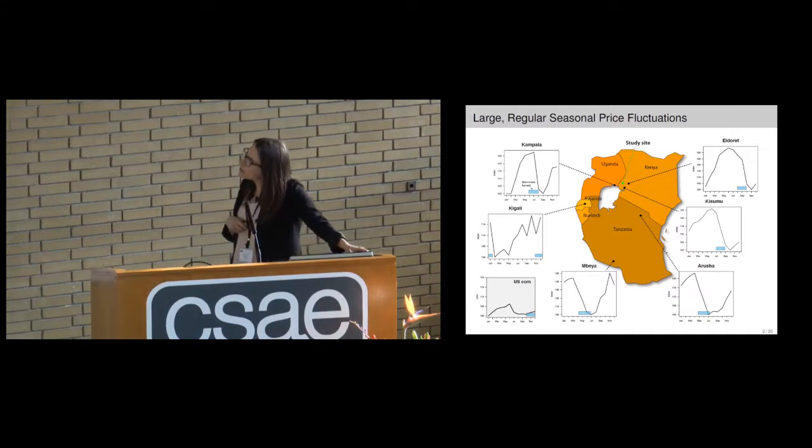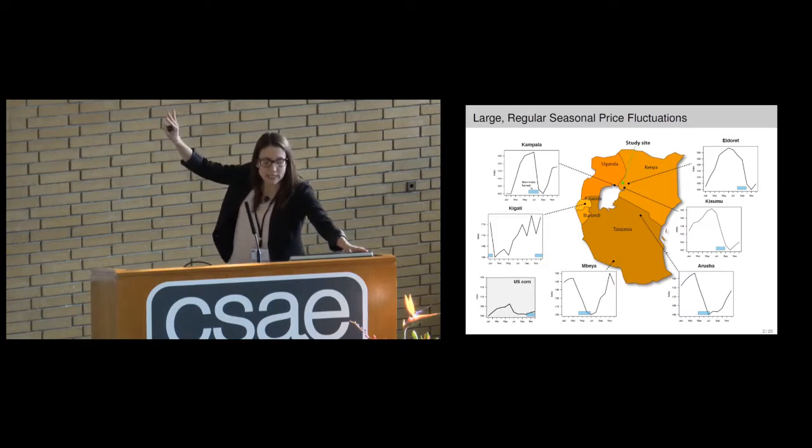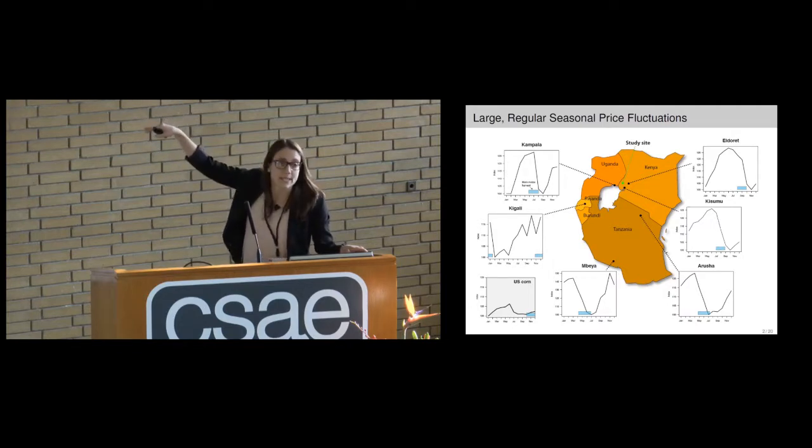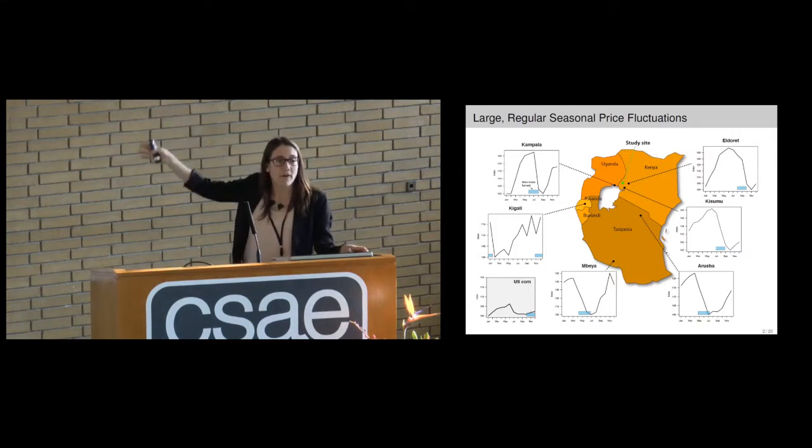So what you see here in this graph, this is for maize prices, I should say, for major markets across East Africa. And what you see happening is in the period following harvest, which is demarcated here in these blue boxes, prices fall pretty precipitously. They then steadily rise through the rest of the season, called the lean season or the hunger season, only to fall again the following harvest.